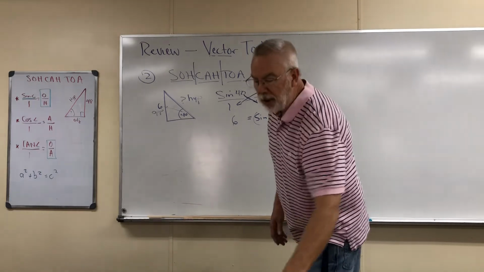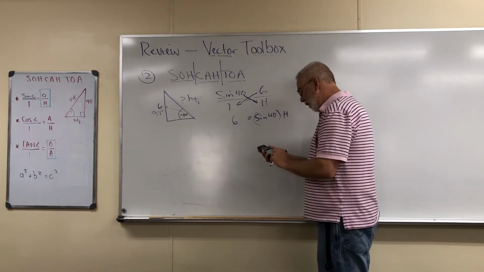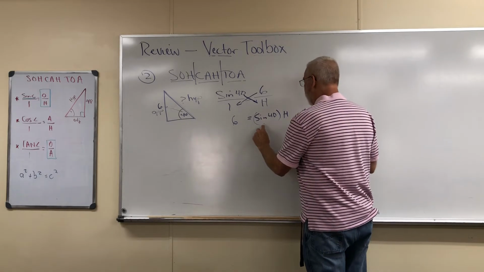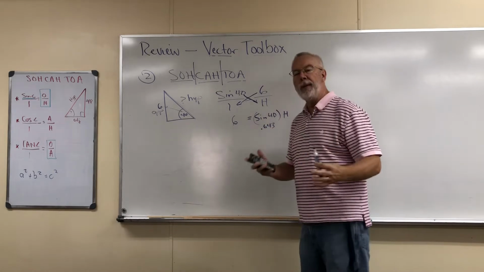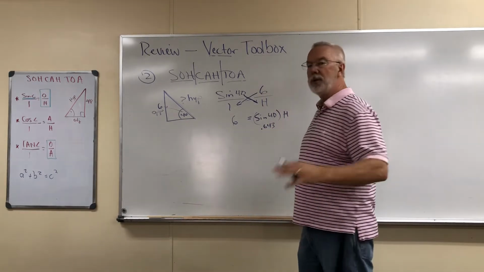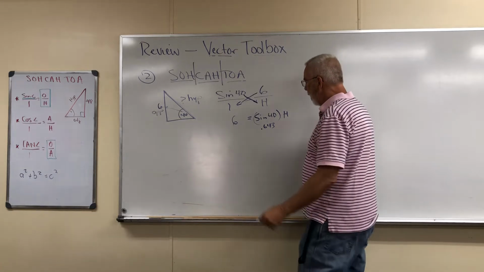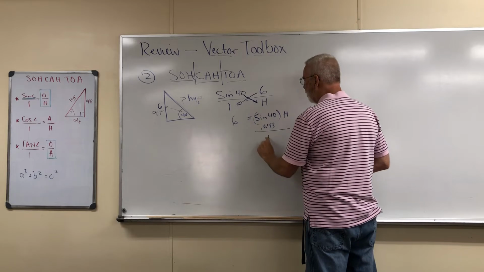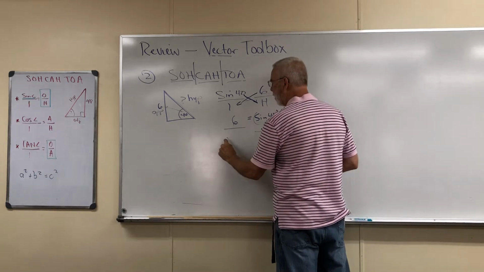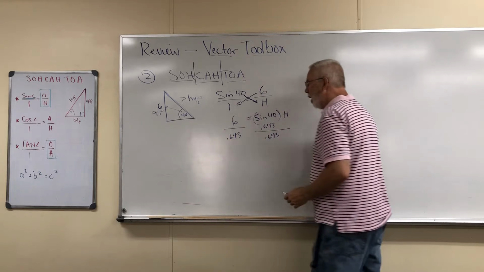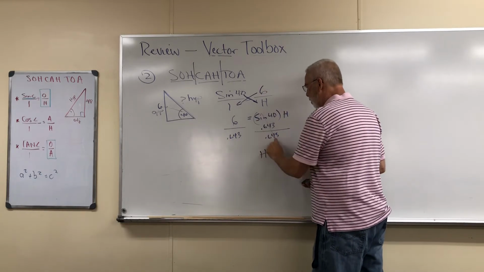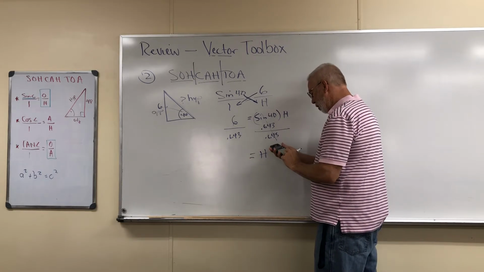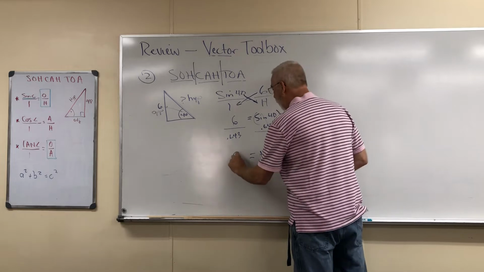You take your calculator and find the sine of a 40-degree angle, and the sine is 0.643. I usually keep 3 significant figures when I'm doing sines and cosines and so forth. So now we have 6 is equal to 0.643h. We divide this side by 0.643, and we divide this side by 0.643. This cancels, and h ends up equaling 6 divided by 0.643, which is 9.33.